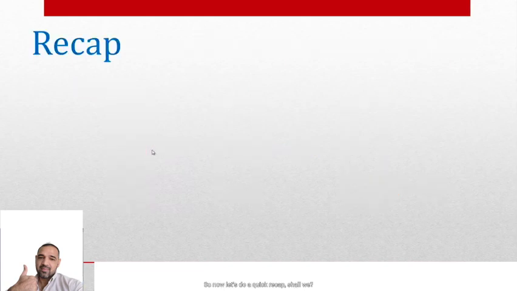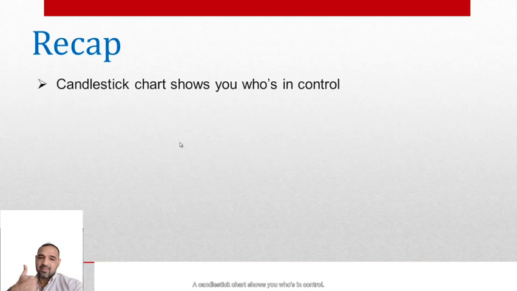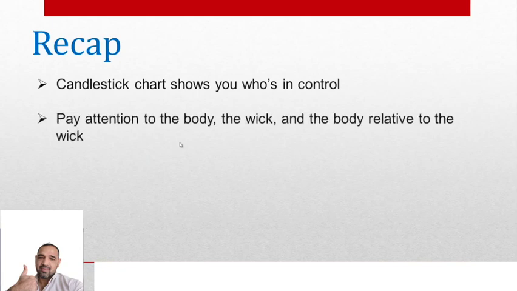So now let's do a quick recap, shall we? A candlestick chart shows you who's in control. Remember, I said pay attention to the body, the wick, and the body relative to the wick. That is important as well, right? Because if you have a bullish close, but your wick is much longer than the body, it's still a sign of price rejection.